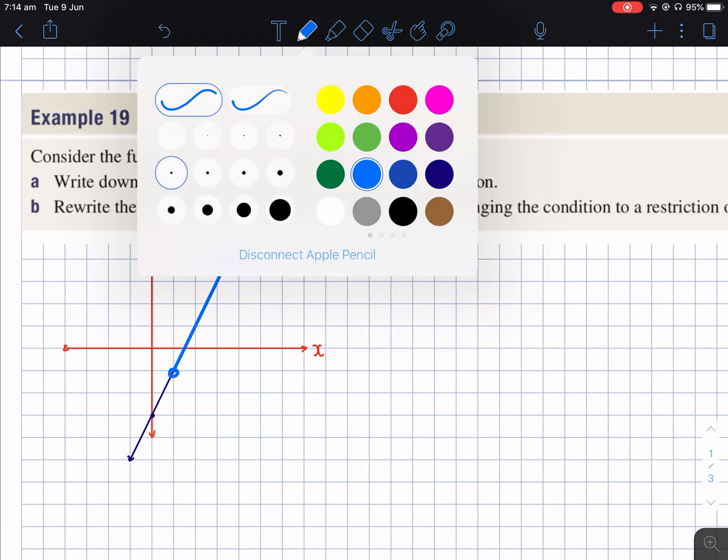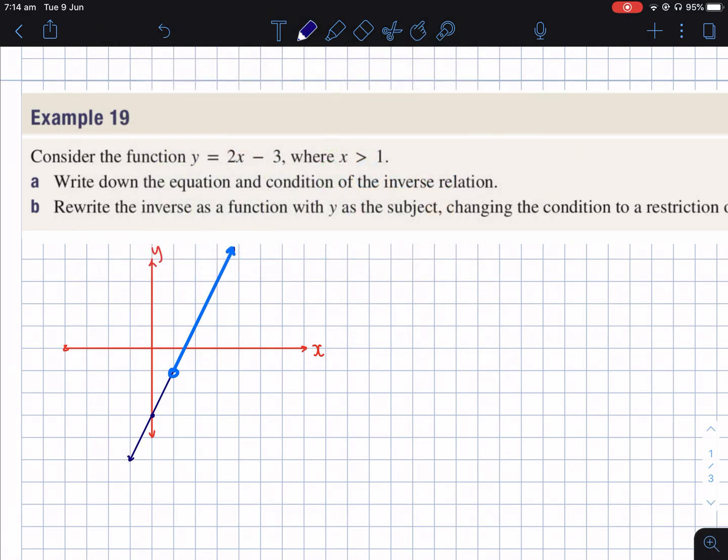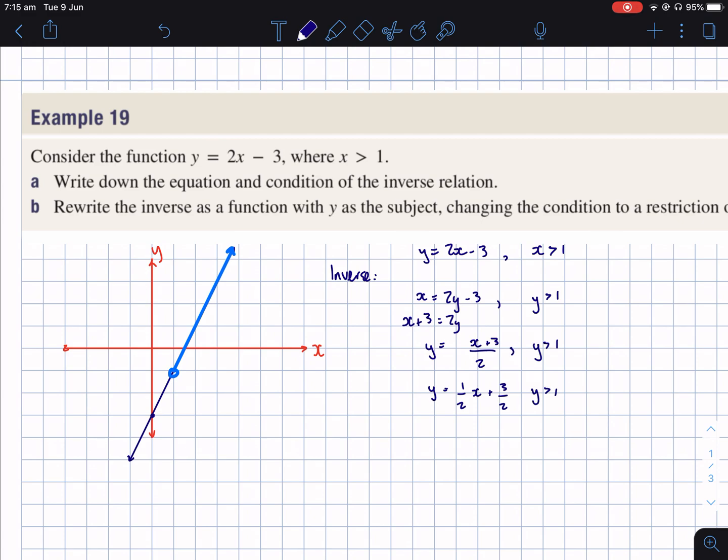Write down the equation and the condition of the inverse relation. So if I have y equals 2x minus 3, where x is greater than 1, then the inverse is x equals 2y minus 3, y greater than 1. I'm literally just swapping the x's and y's. Now I've got to rearrange it to get y equals. So x plus 3 equals 2y, which means y equals (x plus 3) over 2, which is the same as half x plus 3 on 2. The restriction on y is that y is greater than 1.